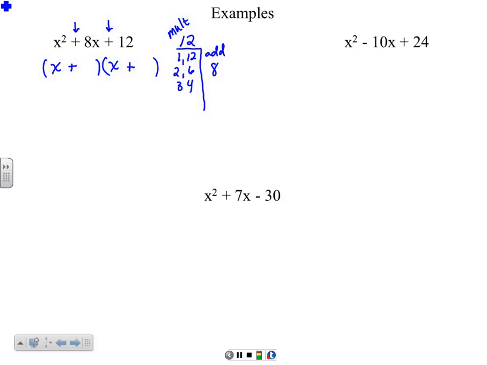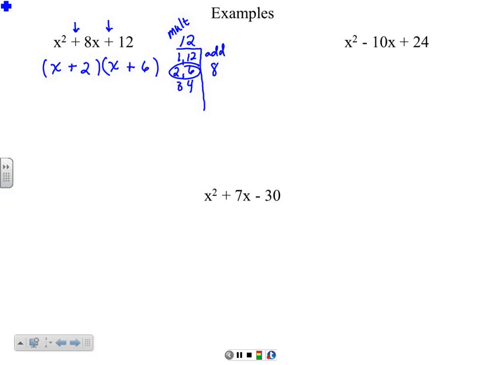So when you list these out, you need to understand that only one pair will add up to 8, and that's going to be 2 and 6. And this will always be the case. There's going to be multiple pairs that will multiply together to give you that last number, but only one specific pair will add together to give you that middle number. And so that's factored: x plus 2 times x plus 6.